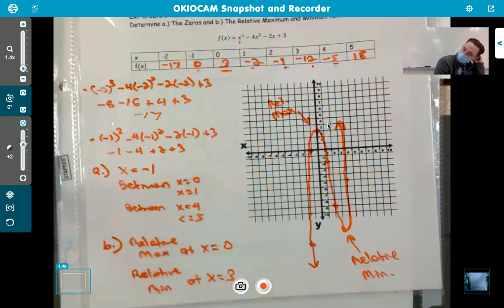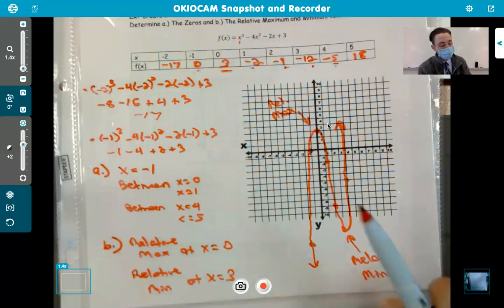Any questions about that first example, whether it was finding the zeros or finding the relative max and min? We are going to do another example in just a second. But does anybody have any questions, comments, or concerns about that first one there? Okay.